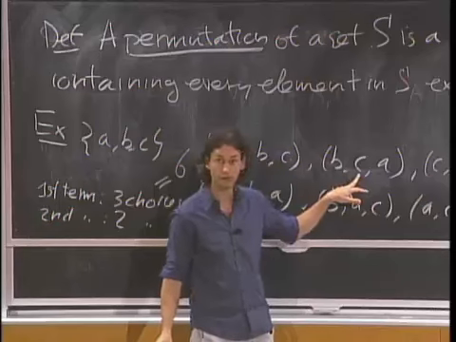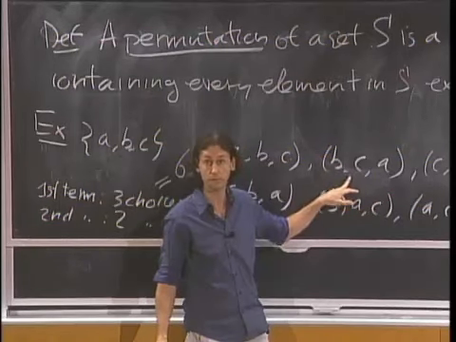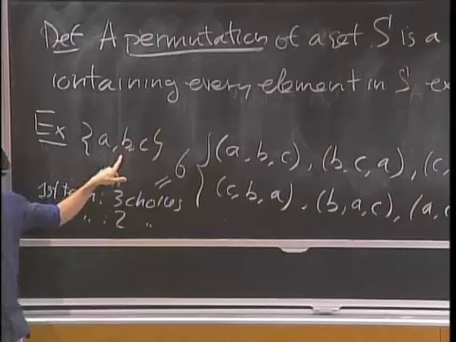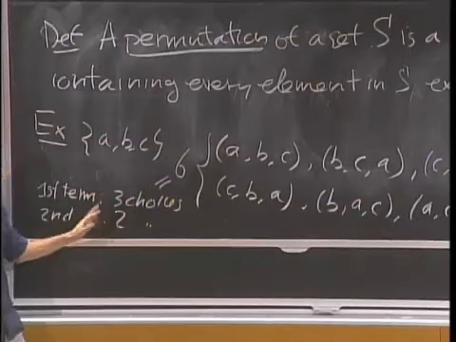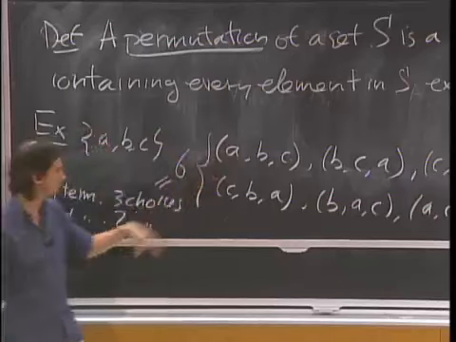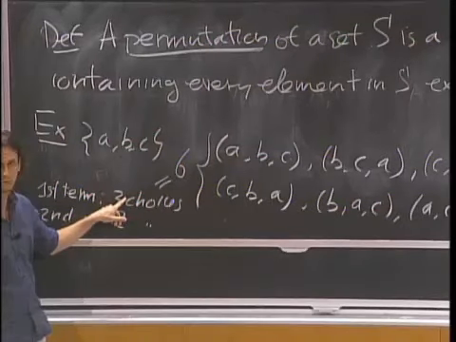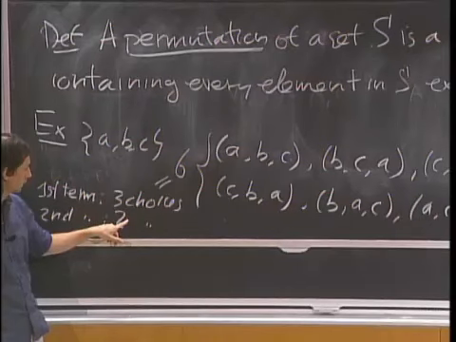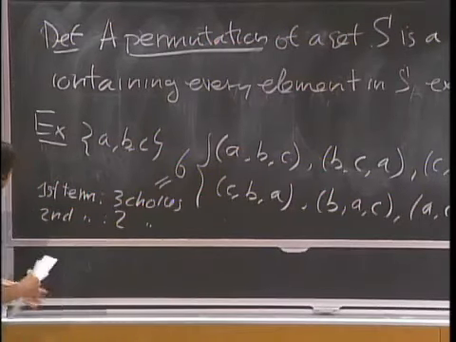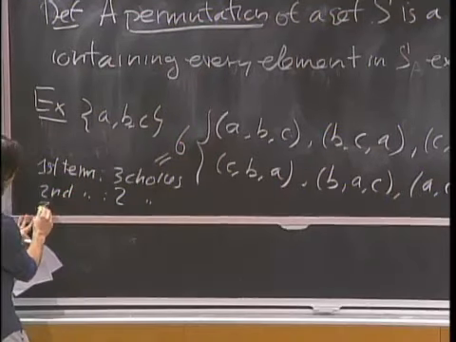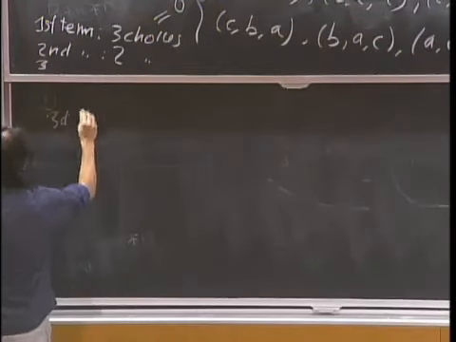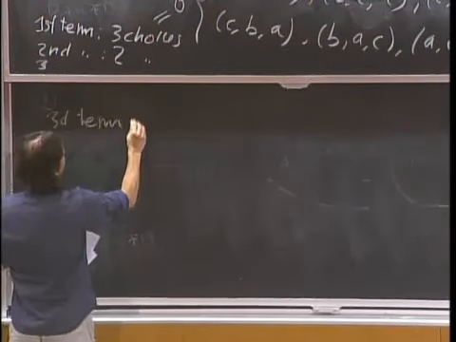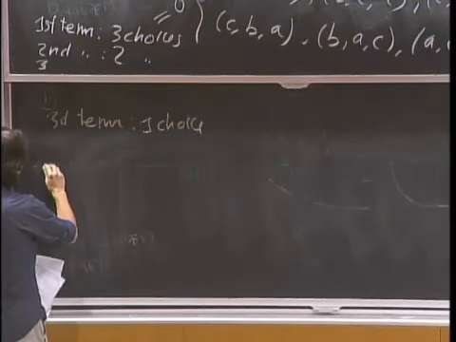And once I've chosen the second one, if I've already chosen B and C, there's only one element left in the set, only A, so I have only one choice left. In this way, we may count the total number of permutations of this set as the number of choices I have for the first term, times the number of choices for the second term, 3 times 2, times the number of choices for the third term, which is only 1. So the third term has only 1 choice.